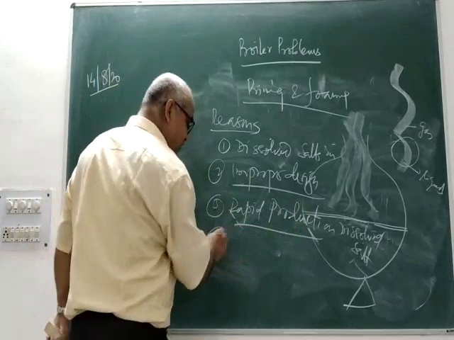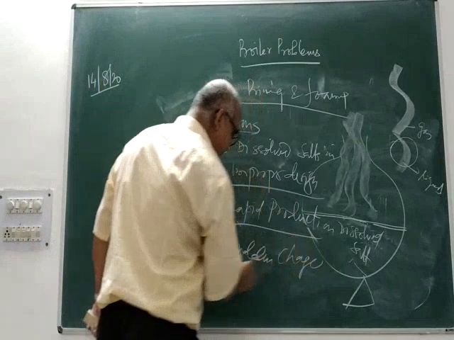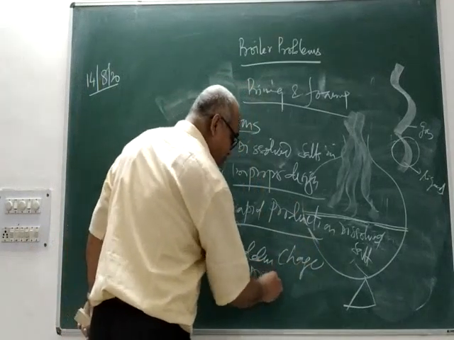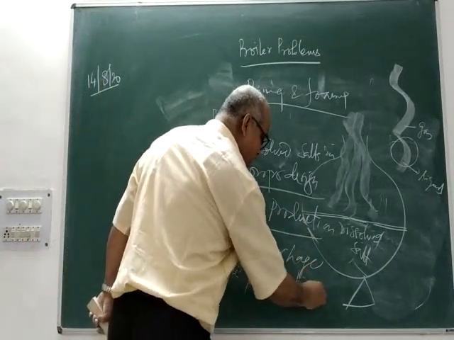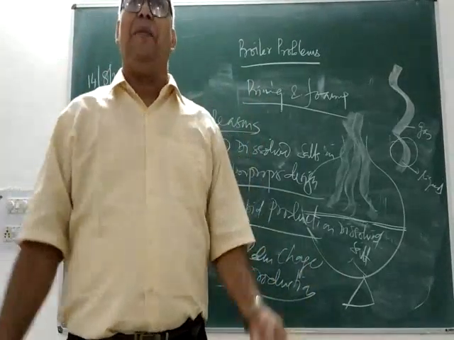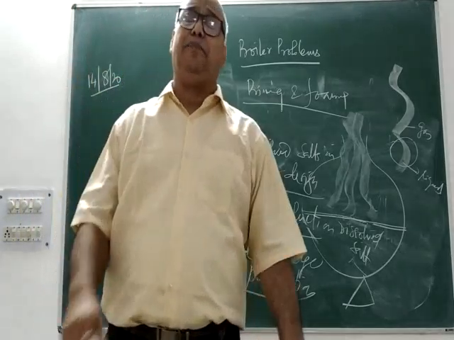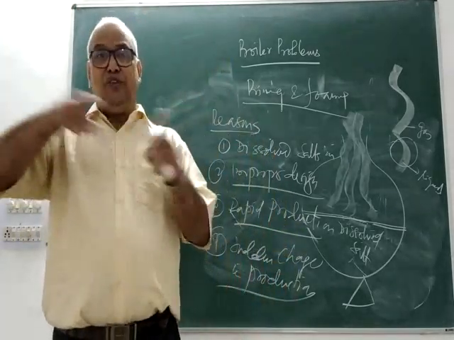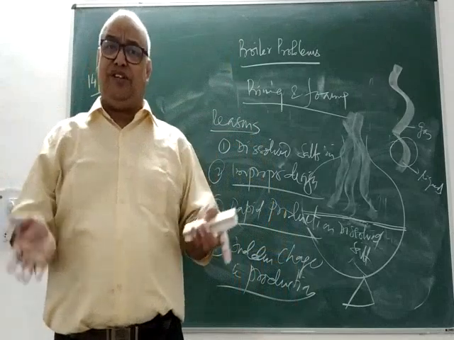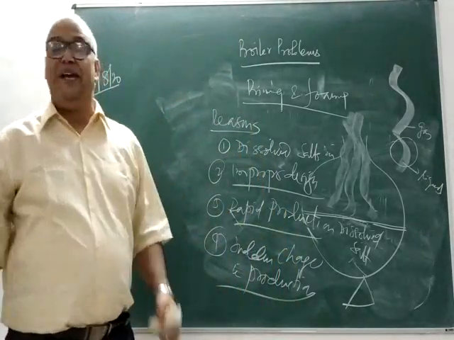And number four is sudden change in production rate. Suppose you are producing steam at a rate of 100 liters per hour. Because of huge demand, if you are required to do 200 liters per hour, then you have to change it from 100 to 200, and therefore this is sudden change in production rate. This may also cause this kind of priming.